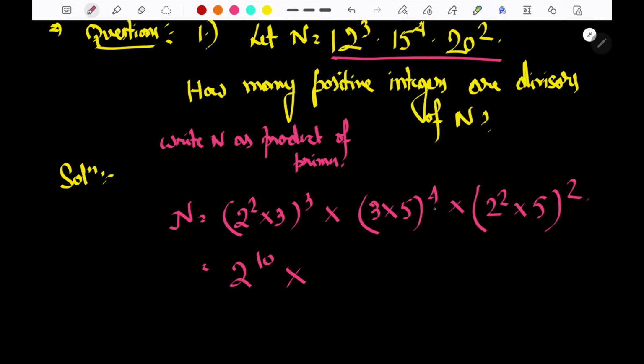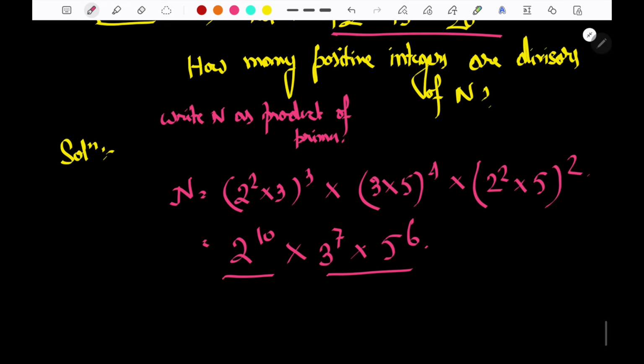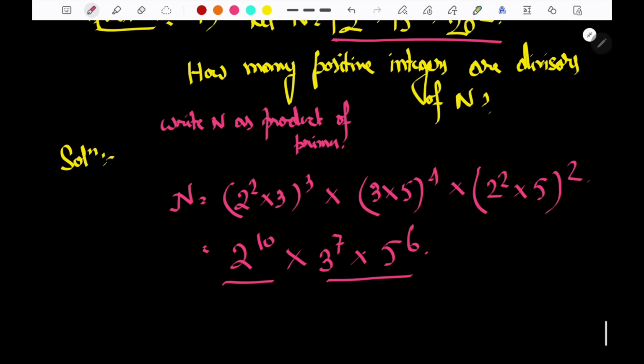Now 3 to the power 3, 3 to the power 4. So this will be 3 to the power 7. Again 5 to the power 4, 5 to the power 2. So it will be 5 to the power 6. Done. So 2 to the power 10 into 3 to the power 7 into 5 to the power 6. Done. Now these are prime factors. Done. Now they say how many positive integers are divisors of n.